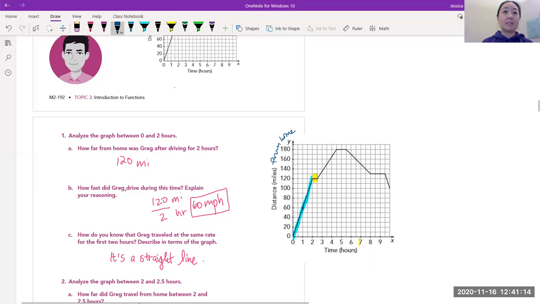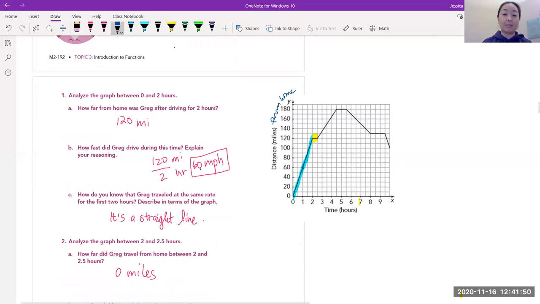And how fast did Greg drive during this time? People had said, oh, he was going 60 miles per hour. I'm like, how in the world did you get that, right? How do you know that? Well, if you go 120 miles and it took you 2 hours to do that, what's your average speed? You take your 120 miles divided by 2 hours, because that's how long it took you. And that would give you 60 miles per hour. That's what miles per hour means, per 1 hour, right? And per, remember, means divide. That's one way to remember it. So he went about 60 miles per hour for 2 hours.